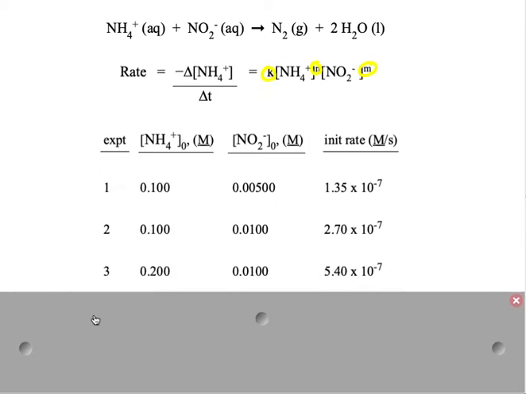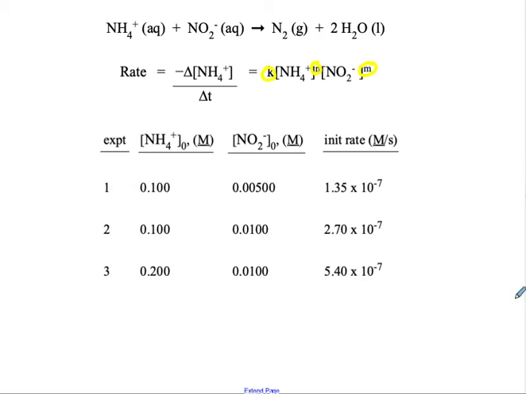In a third experiment, I hold the initial concentration of nitrite constant, and I increase the initial concentration of ammonium, and I see the initial rate of reaction increases as well. We don't need to do any calculations. We can simply tell, by eyeballing it, the orders with respect to ammonium and nitrite.